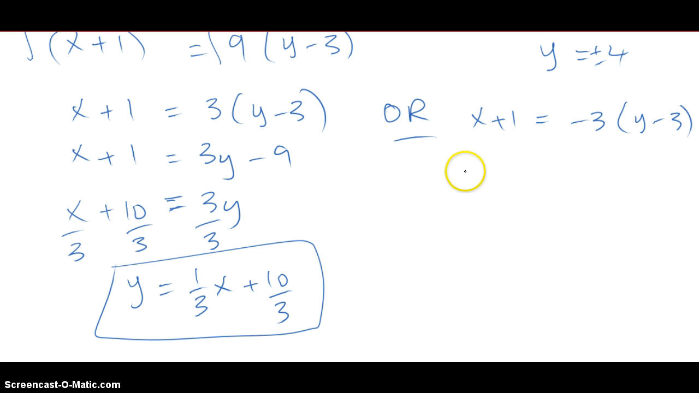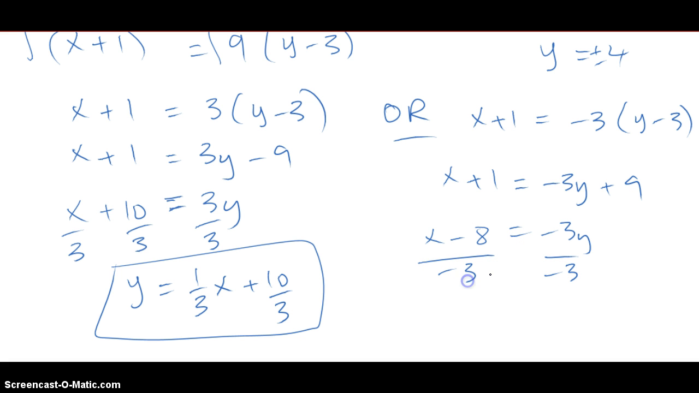And then on the other side we get x plus 1 equals negative 3y plus 9. Again, we're going to solve for y, so negative 3y equals x. Now we minus 9, so that's going to be minus 8. Then we divide by negative 3, divide by negative 3. Our final answer is going to be y equals negative 1/3 x plus 8/3. There we go.